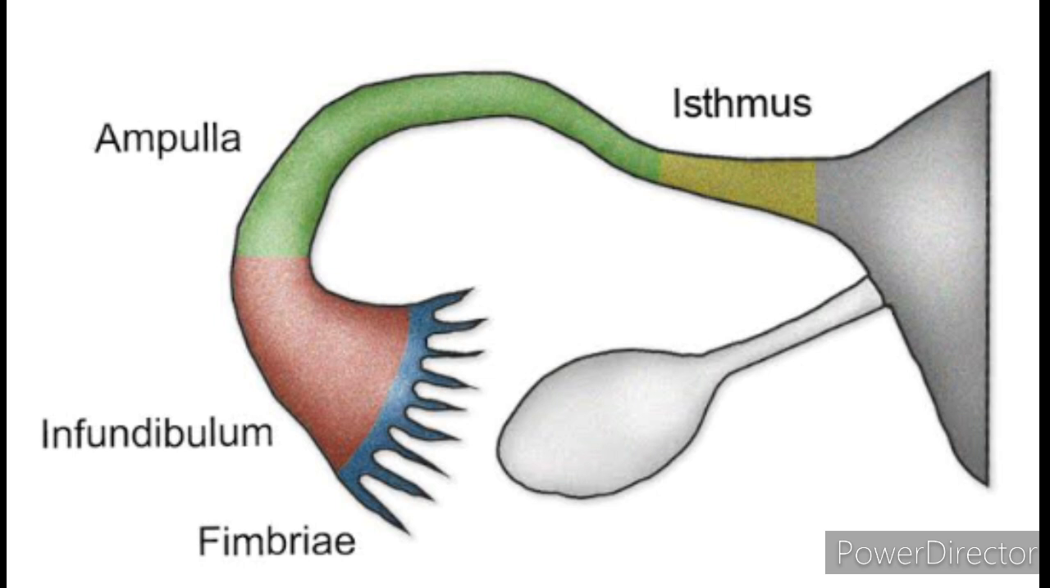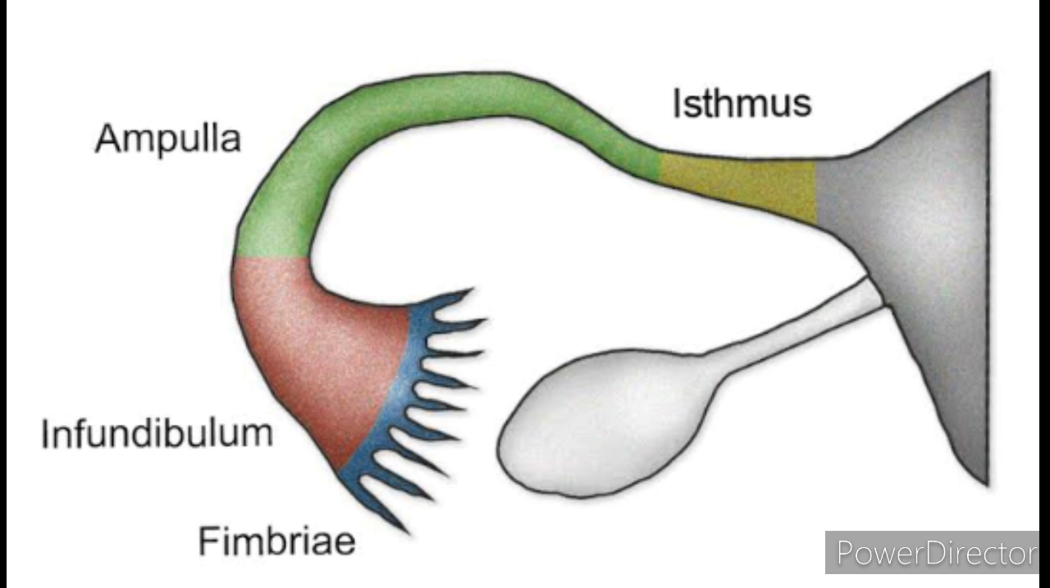The funnel shaped organ of the oviduct is said to be the infundibulum, and that gives rise to finger like projections called fimbriae. The infundibulum leads to the wider part called the ampulla, and it is followed by the narrow part with a narrow lumen, which is called the isthmus.